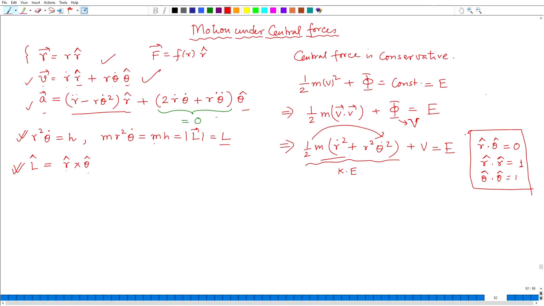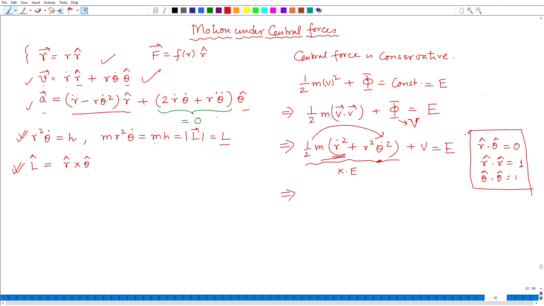You will see why. So, I can call this the kinetic energy which is coming from the radial part, and this is the kinetic energy which is coming from the cross radial part. Radial part and cross radial part mean the radial part of the velocity and the cross radial part of the velocity. Okay.